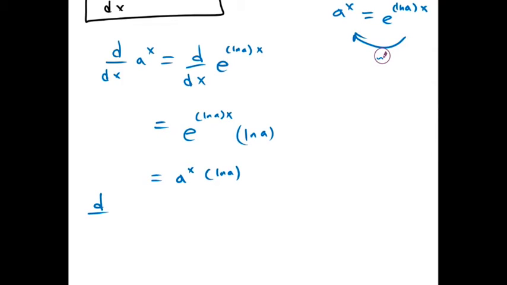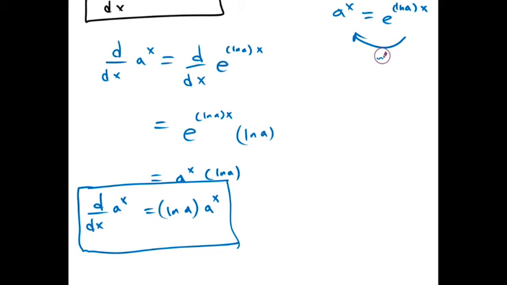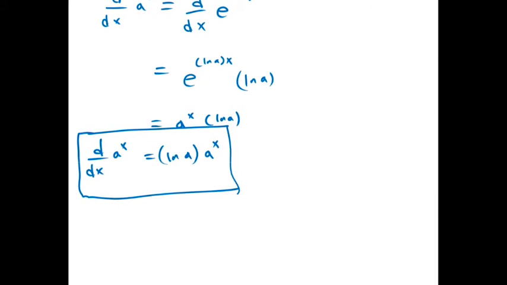So d dx of a to the x is ln a times a to the x. And notice that a has to be positive because we can't have the ln of a negative number. So this isn't valid for negative bases.